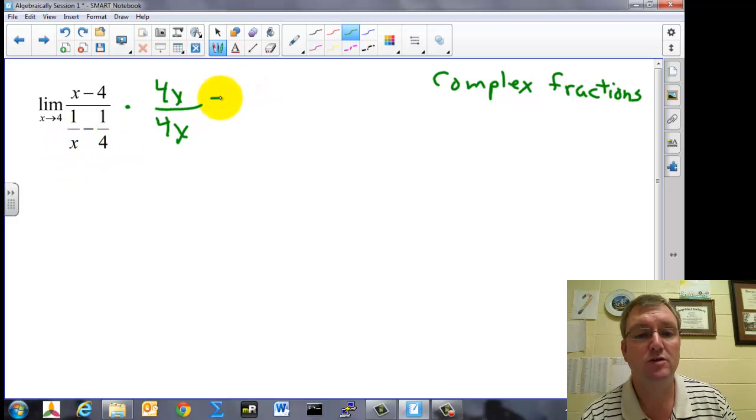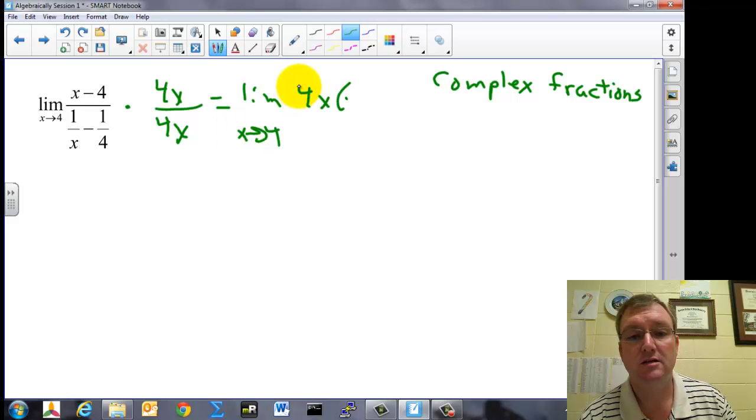So if I do this, in my numerator, I'm going to get the limit as x approaches 4 of 4x times x minus 4.